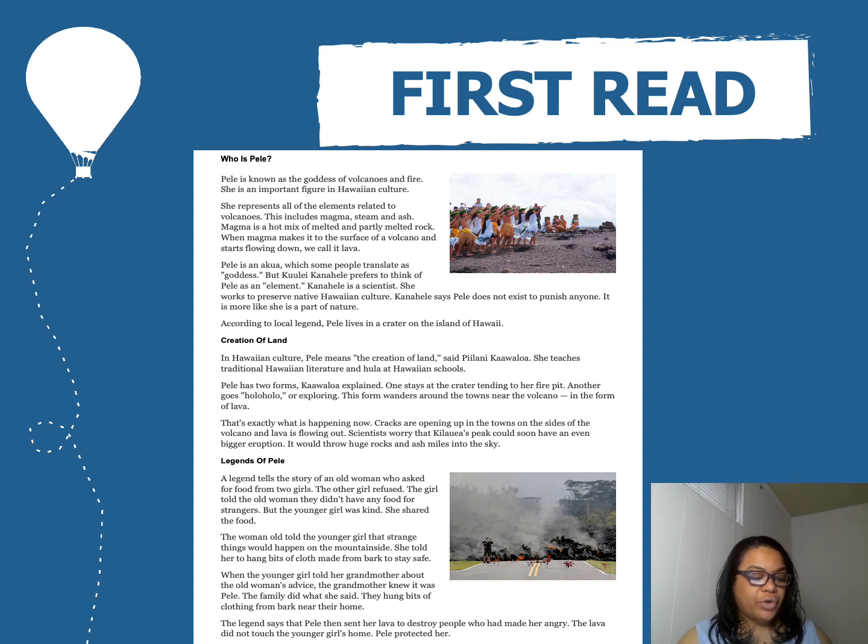When the younger girl told her grandfather about the old woman's advice, the grandmother knew it was Pele. The family did what she said. They hung bits of cloth from bark near their home. The legend says that Pele then sent her lava to destroy people who had made her angry. The lava did not touch the younger girl's home. Pele protected her.